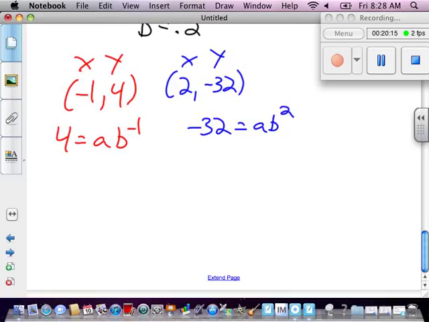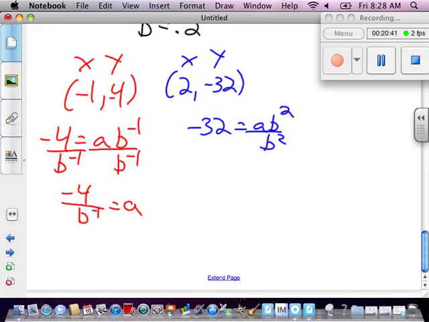Wouldn't that be negative? Is it negative 4? Oh, yes, I wrote it down wrong. Thank you. Okay, next we're going to get a alone. Divide by b to the negative 1: negative 4 over b to the negative 1 equals a. Divide by b squared: negative 32 over b squared equals a.